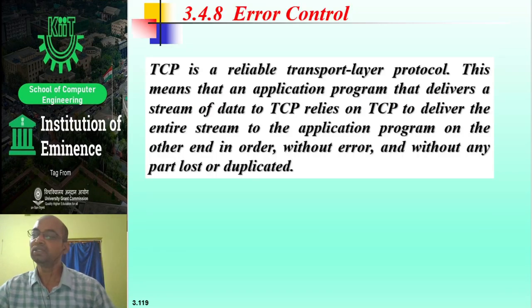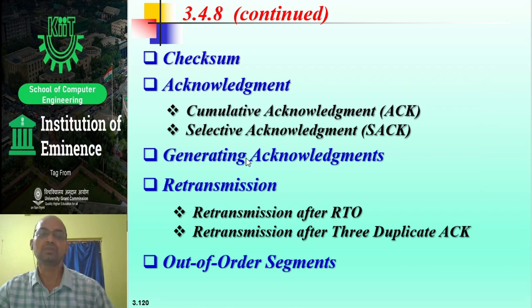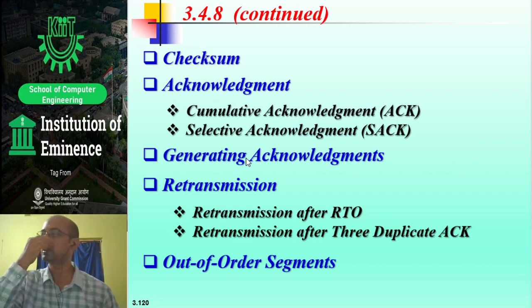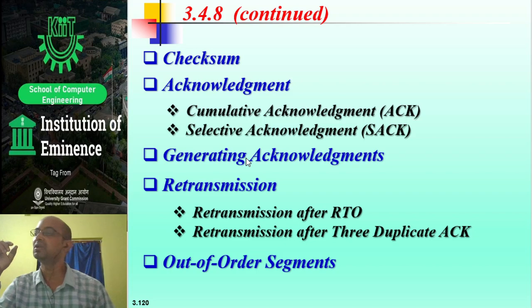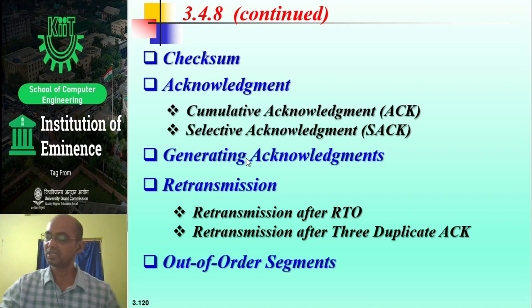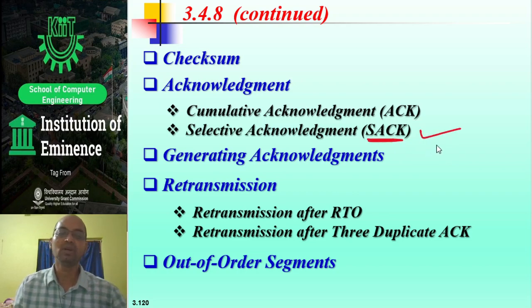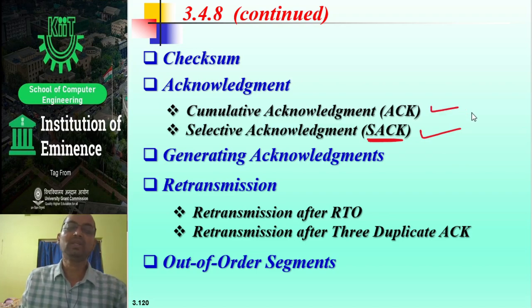Coming to error control in TCP, the same checksum mechanism is used. Here acknowledgement is of two types, selective and cumulative. Selective acknowledgement is similar to the mechanism used in selective repeat flow control, and cumulative acknowledgement is similar to the acknowledgement used in GBN. But in TCP, a selective acknowledgement option is provided in the options and padding field of the TCP header, but ACK is a flag. When the acknowledgement flag is set to 1, then the information is called cumulative. But when you have to use SACK, at that time you have to enable this option in the options and padding field.